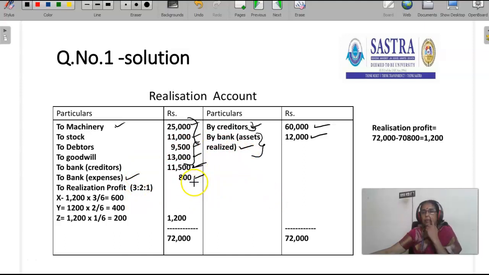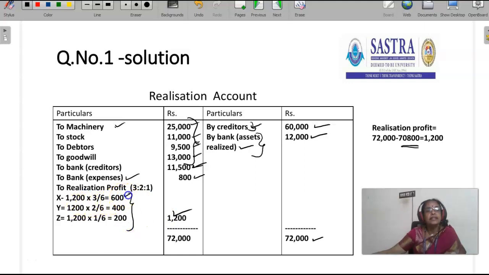This is a very simple problem, and so it is very easy to calculate realization, profit or loss, capital account and bank. The total of the credit side is 72,000, debit side is 70,800. So in this problem, the firm earns a profit to the extent of 1,200 rupees. That 1,200 rupees should be shared between partners in the ratio of 3:2:1. That is the profit sharing ratio.